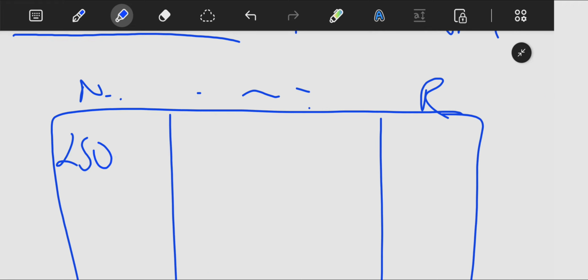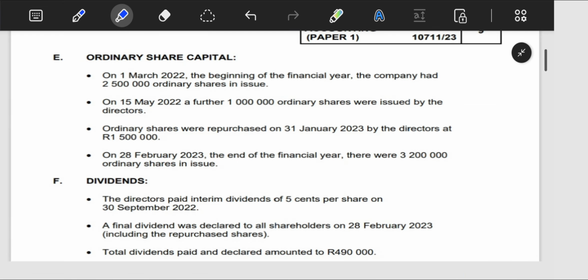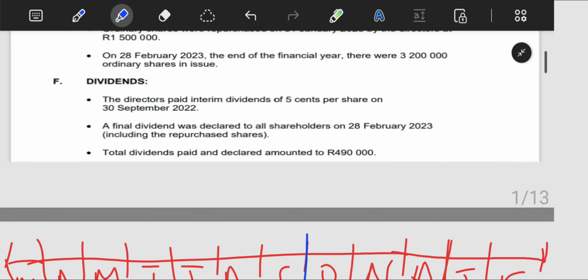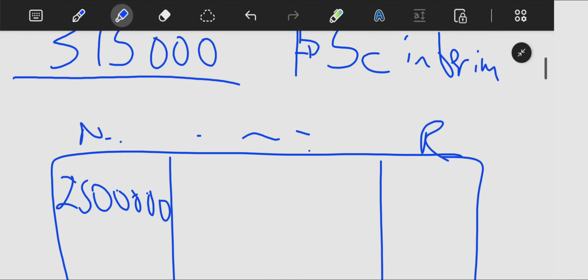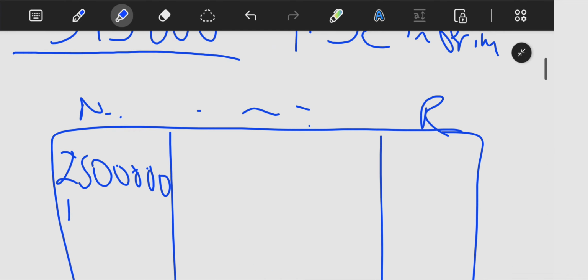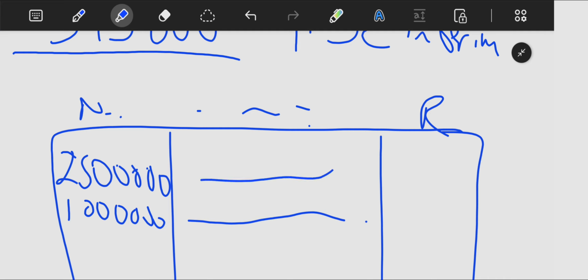We had 2,500,000, and then on the 15th of May, a further 1,000 ordinary shares were issued by the directors. Okay, 1 million. 1,000,000 additional issue, open balance at the beginning. We don't care about this because now we need to know the number of shares.